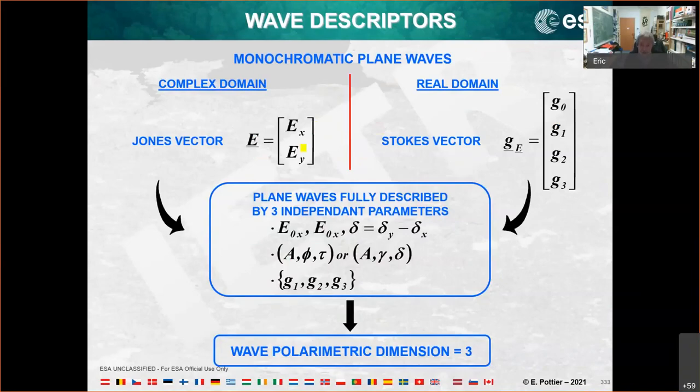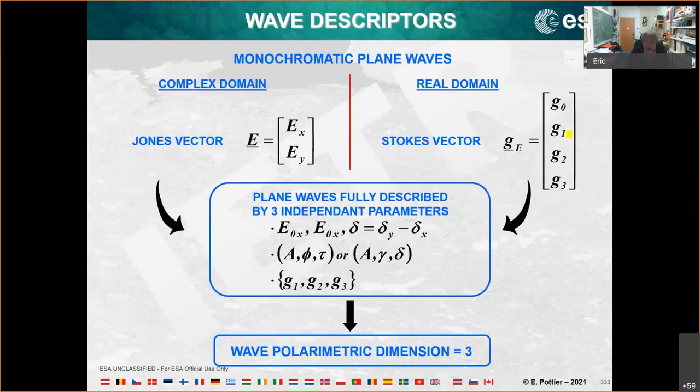So what do we have? We have the Jones vector inside the pixel, or we have the Stokes vector inside the pixel. The Stokes vector is described by 4 components, G0, G1, G2, G3. But we have seen that there exists a relation between these 4 components, the equation of the sphere, where G0 squared equals G1 squared plus G2 squared plus G3 squared. Conclusion, I have only 3 independent parameters, G1, G2, G3. So the Stokes vector has a physical dimension equal to 3.